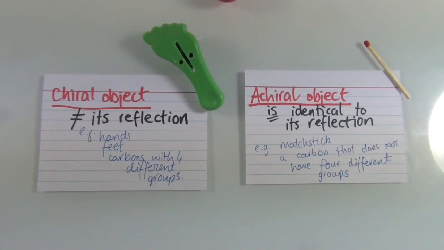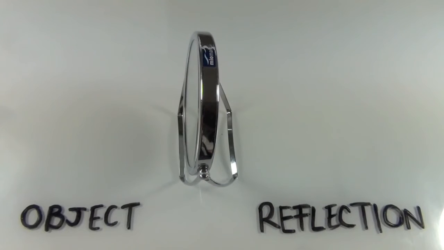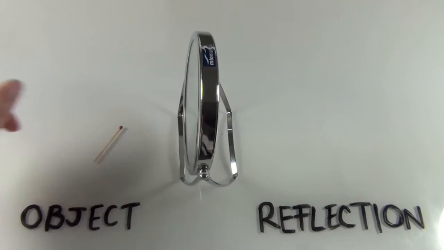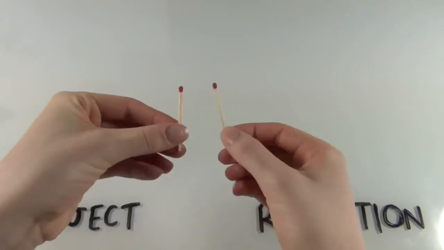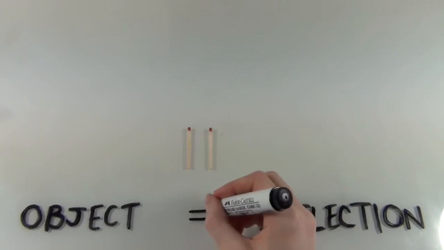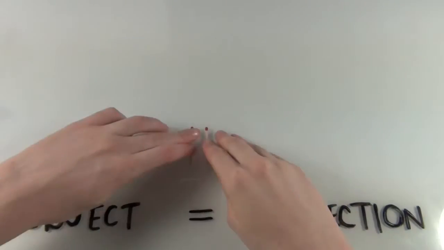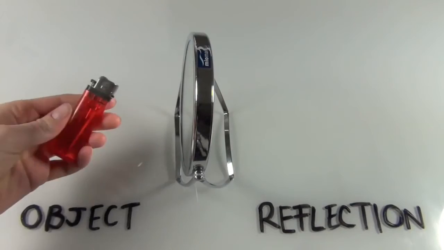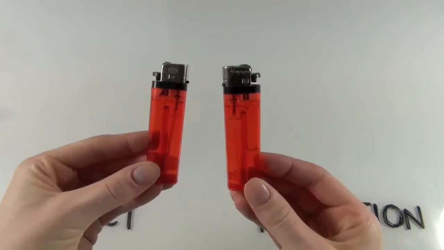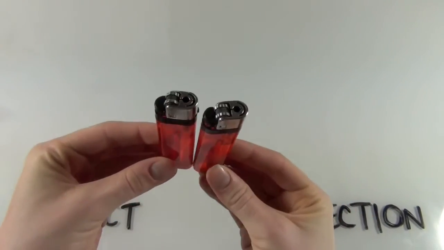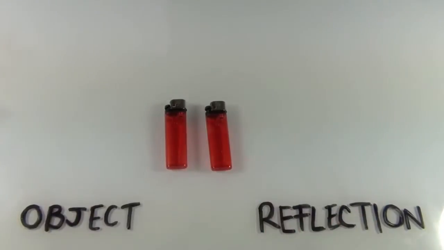By the end of this video, I want you to be able to tell the difference between a chiral object and an achiral object. So I'm going to show you an object, like this matchstick, and its reflection. And the question you have to ask yourself is: is the object identical to its reflection? In this case, the answer is obviously yes, so I put an equal sign. And our next object is a lighter, and there's its reflection. And by rotating the reflection, we can very easily see that again the object is identical to its reflection.